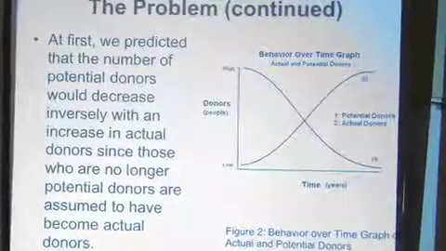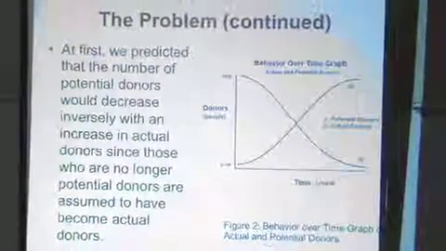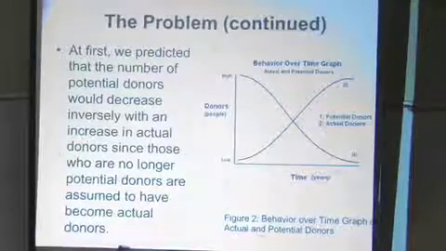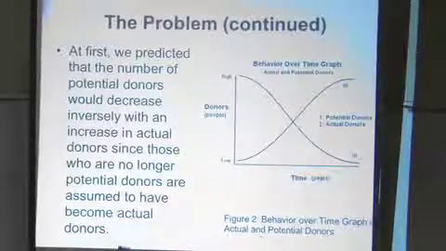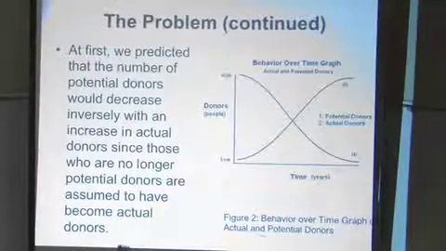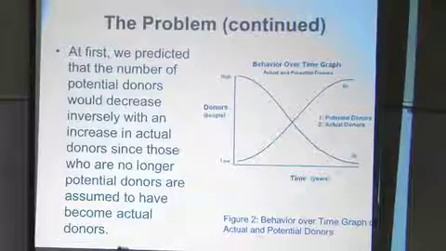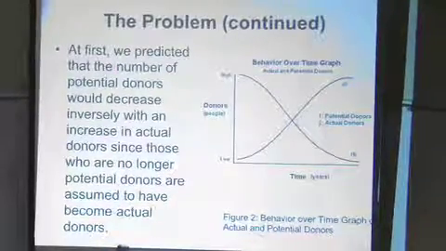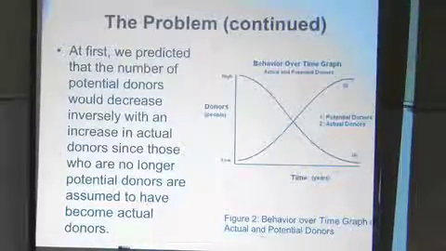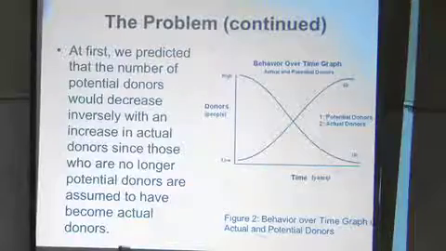This is also another graph. It's a behavior over time graph of the actual and potential donors. At first we predicted that the number of potential donors would decrease inversely with an increase in actual donors, since those who are no longer potential donors are assumed to have become actual donors. However, we realized after we started doing our testing that since the U.S. population is constantly growing, more people will feed into the potential donors, and so that curve never drops as low as it does in this graph.